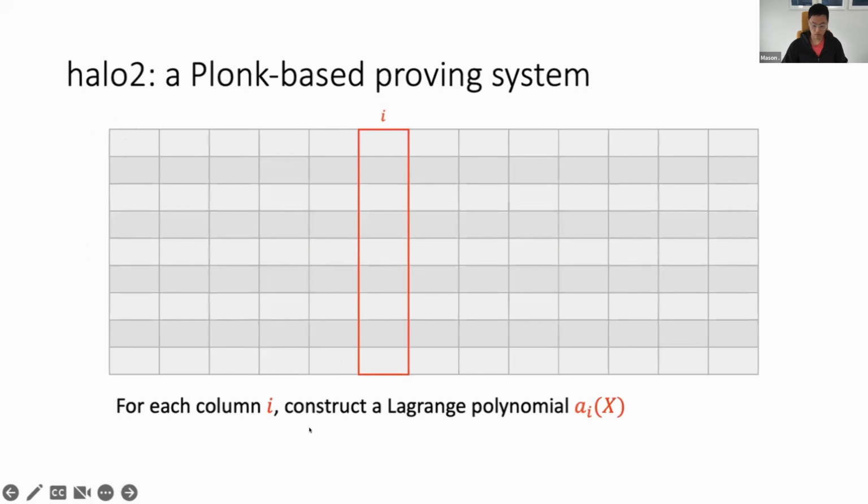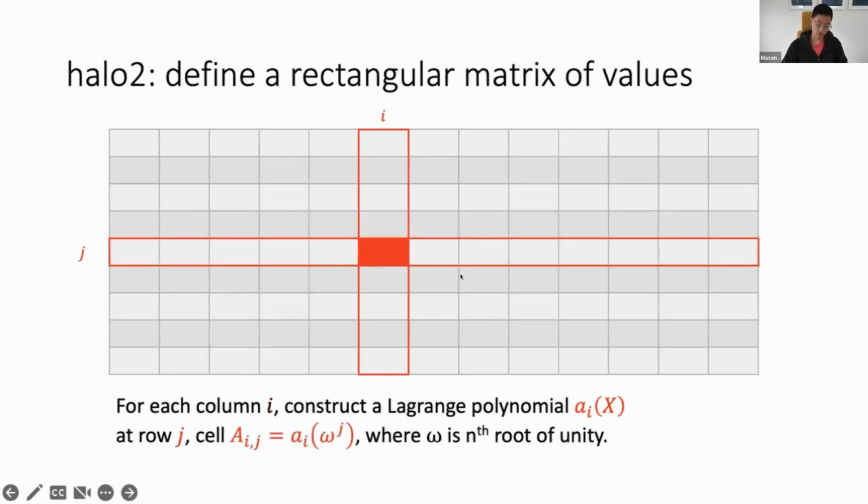So for each column, we're going to end up constructing this Lagrange polynomial that interpolates the values in each column, right? So this a_i(x) will pass through the first root of unity, so at the first root of unity, a_i(x) will evaluate to whatever field element is here, and so on and so on. And then basically what Halo2 is going to do afterwards, once you've written down all these constraints, is combine all these polynomials into one, and then we're going to prove something about the resulting polynomial.